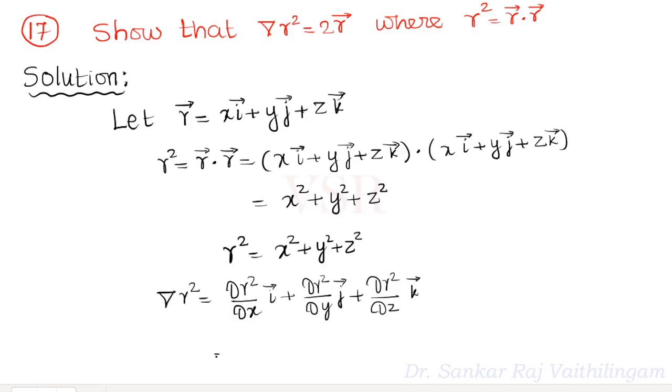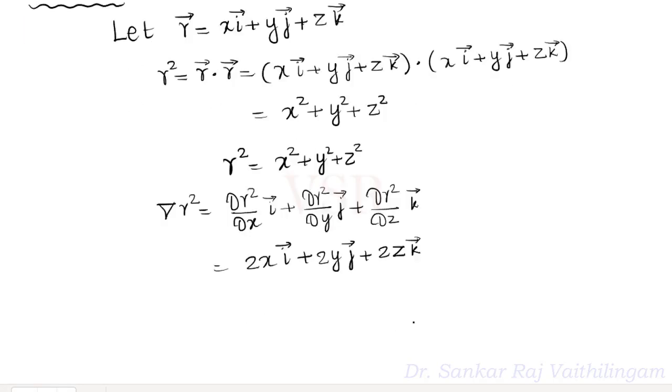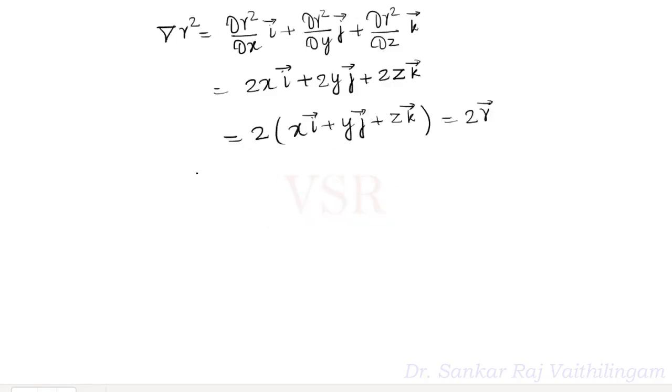So what is this? This is equal to 2x i vector plus 2y into j vector plus 2z into k vector. Let me take 2 common. So if you take 2 common, we get 2 into x i vector plus y j vector plus z k vector. What is this? This is equal to 2 times r vector. So hence we have proved that del r square is equal to 2 times r vector.